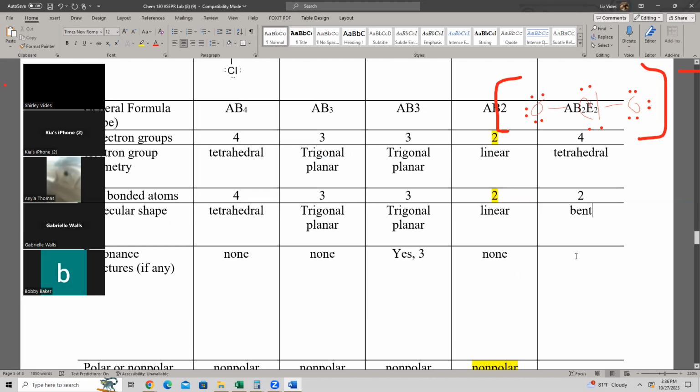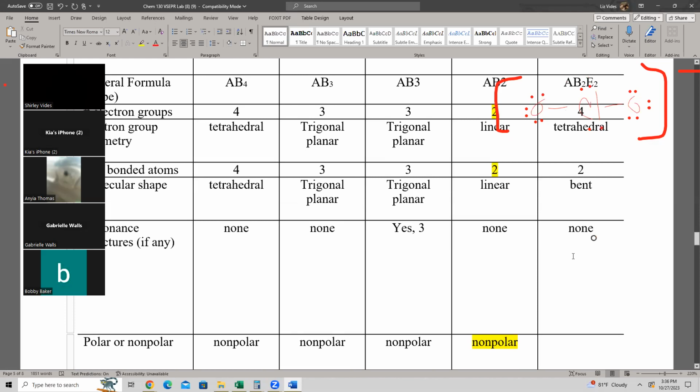All right, now, do we have any resonance? No, we do not, because we do not have double bonds. Now, here's the question. Again, I'm posing this one to you. Is it polar or non-polar? If it's polar, put a check. If it's non-polar, put a cross, the X with the red circle.